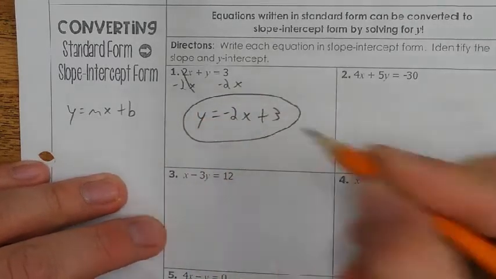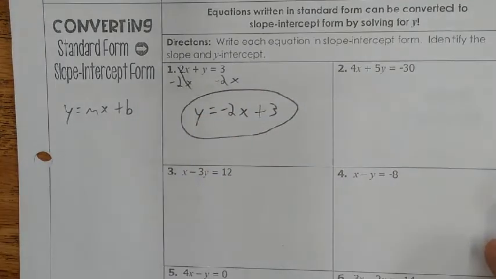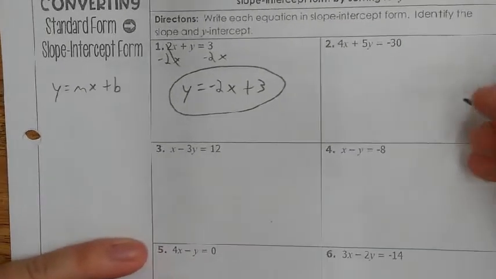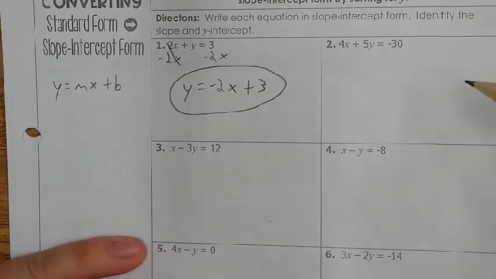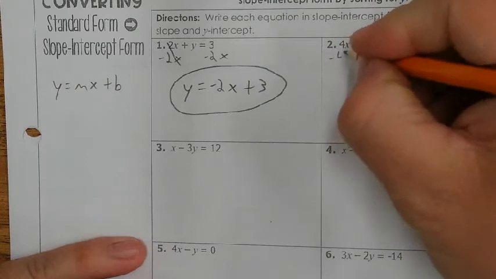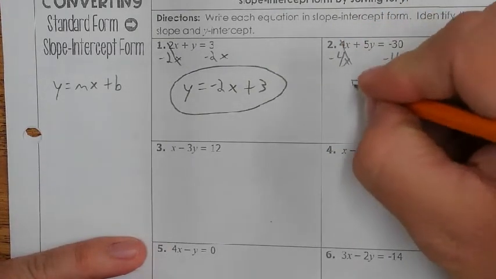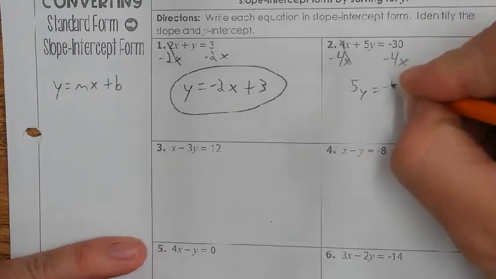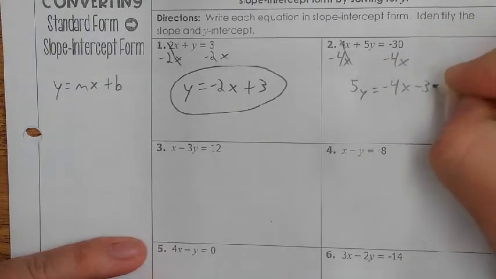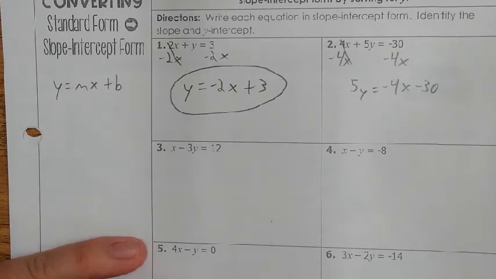All right, so this one, what do we need to get rid of first? The 4x. So that makes it 5y equals negative 4x minus 30. Are we done? No. You got to get the y completely by itself.